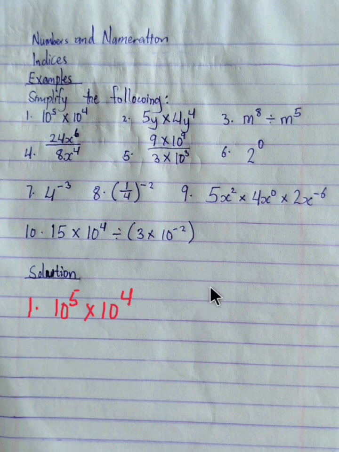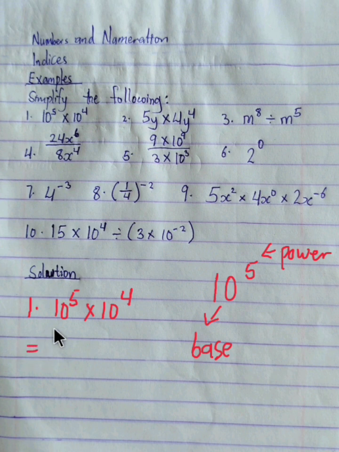Firstly, we have to understand what an indices is. Let's see, we have 10 raised to the power 5. 10 is called the base of the indices, while 5 is called the power or the exponent. Now, 10 raised to the power 5 is an indices. Also, 10 raised to the power 4 is an indices. In order to solve this easily, we are going to apply some laws of indices.